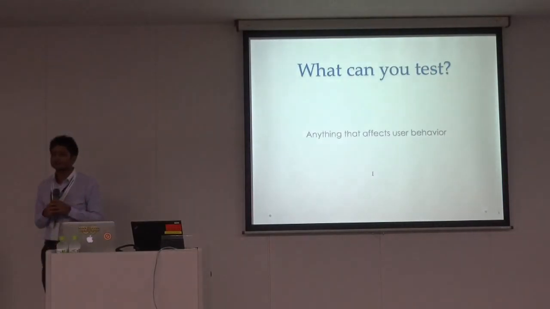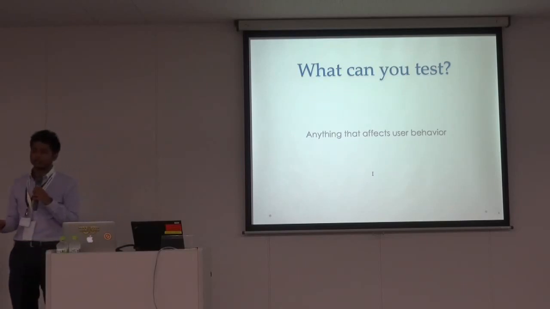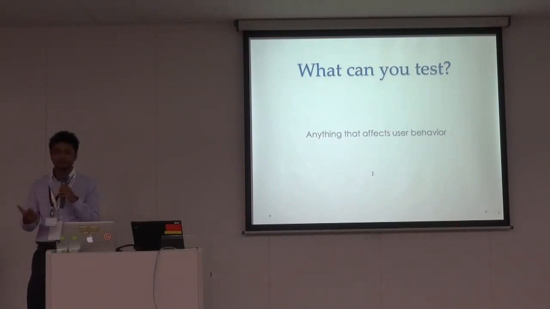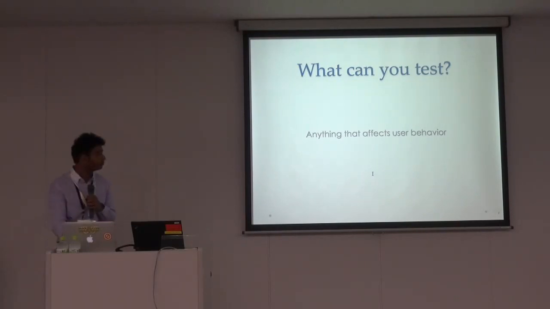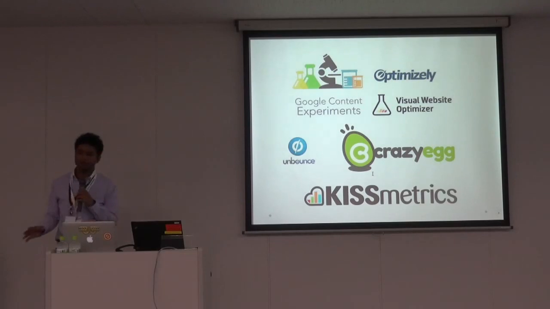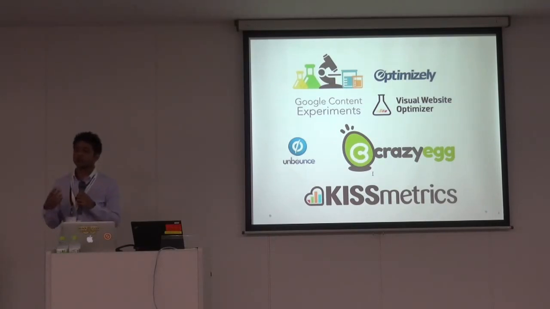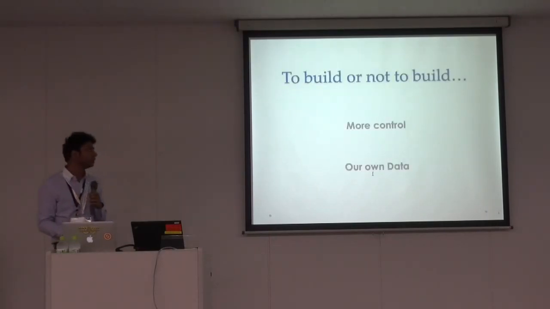What can you test? You can test anything that affects user behavior, which is any part of your application. Any part of your application that a user interacts with, you can A/B test it. There's a lot of tools out there, like you can see some of these, Optimizely. We started using Optimizely at Viki, in fact, and it works great, but it's very limited. You can't do cross-page, multi-page experiments. We are not able to tie it to our own data. So we decided that we need to build it on our own.